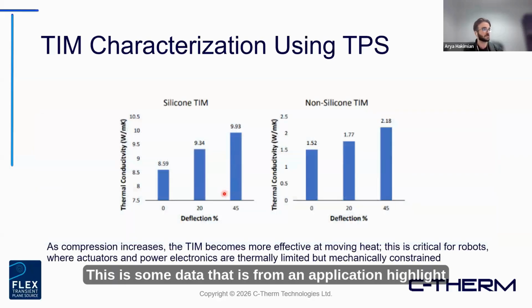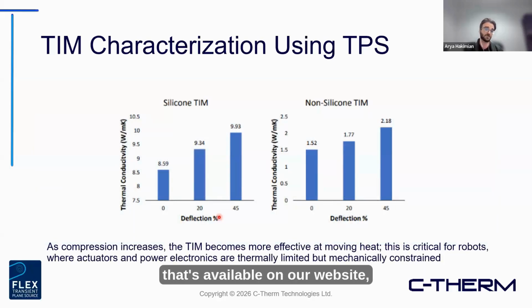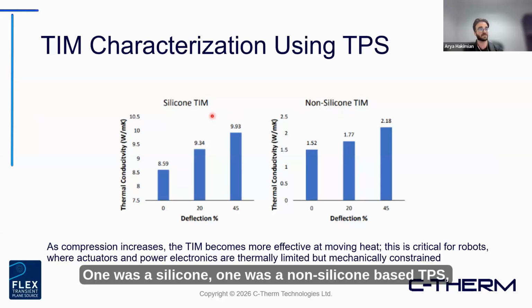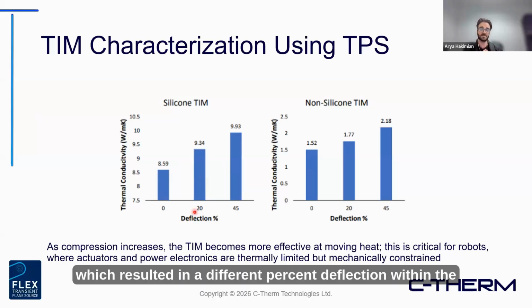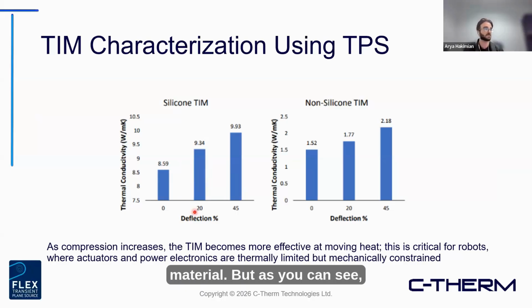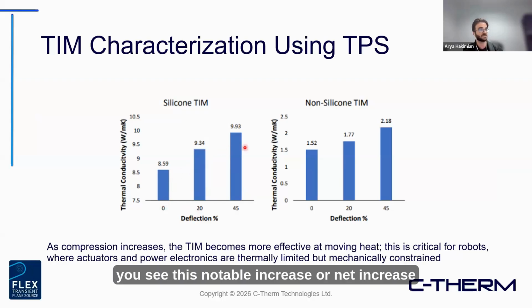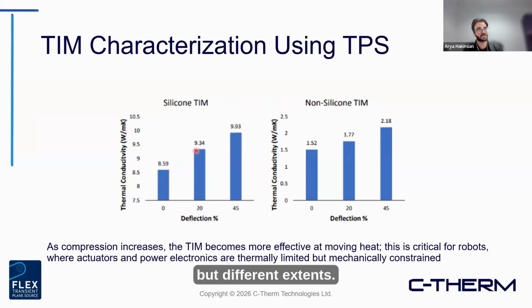This is some data from an application highlight that's available on our website, but it looks at two different types of TIMs. One was a silicone, one was a non-silicone based TIM, but looking at adding increased amounts of applied force load, which resulted in a different percent deflection within the material. But as you can see, you see this notable net increase as a function of applied load, but to different extents.